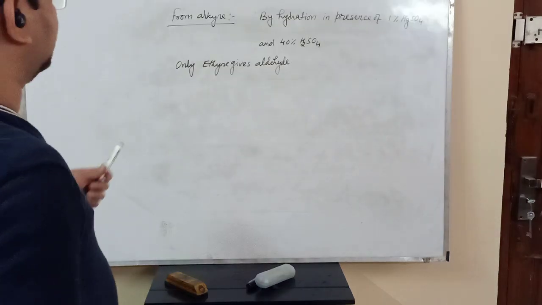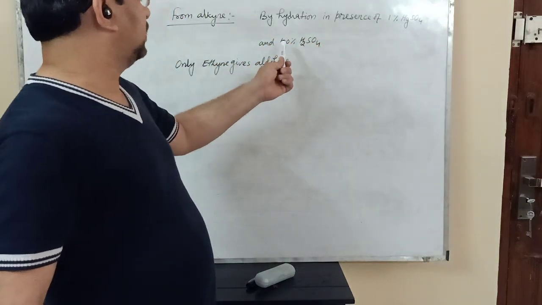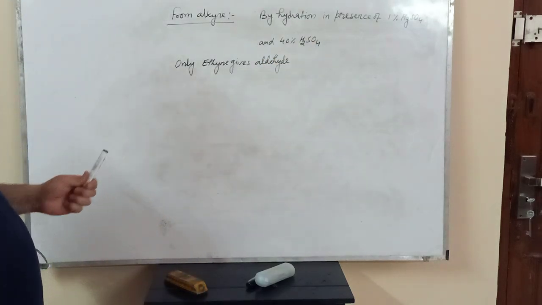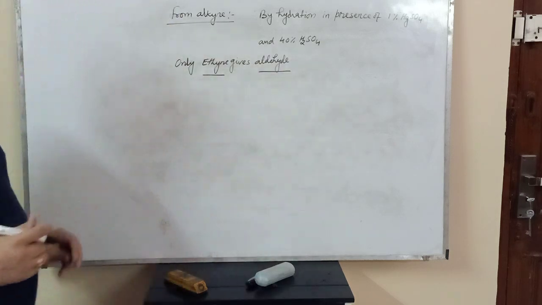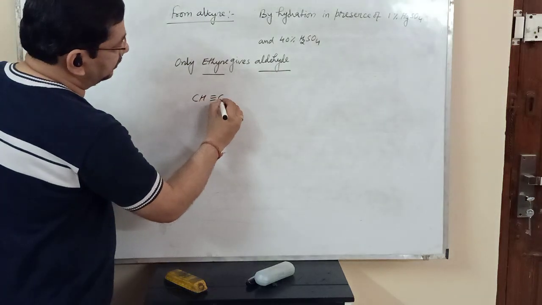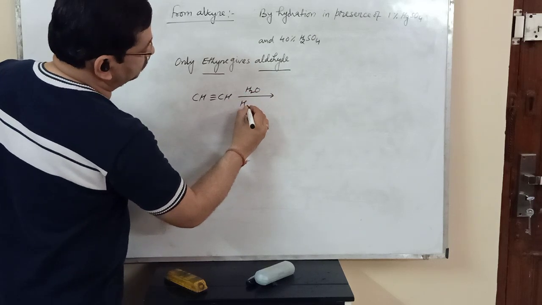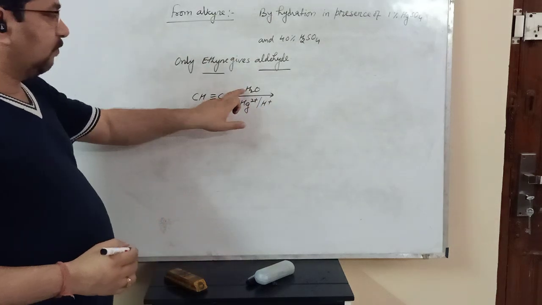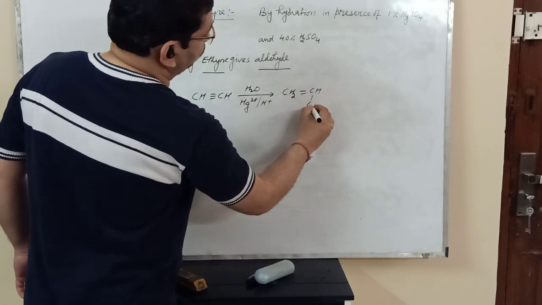Next important method is from alkyne. Alkyne on hydration in presence of 1% HgSO4 and 40% H2SO4 gives aldehyde or ketone. The very important point is that only ethyne gives aldehyde. No other alkyne can give the aldehyde. What happens in this? Ethyne, when treated with water in presence of HgSO4 and H+, the addition of water molecule occurs here and it gives CH2 double bond CHOH.